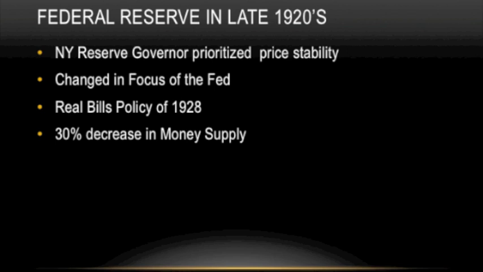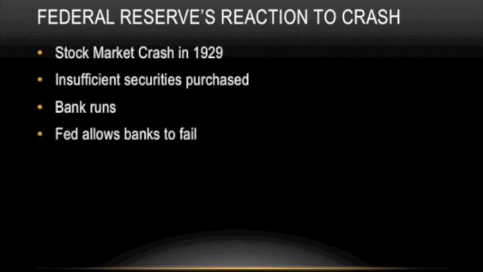Once the governor of the New York Fed died, the Fed switched the direction of their policy and pursued a new course, which necessitated backed currency and securities, cutting the money supply by 30% as a result in 1928. When the stock market crashed in 1929, the Fed, instead of purchasing government securities to bolster bank reserves, employed tight money policy that pushed the economy even further into the recession.